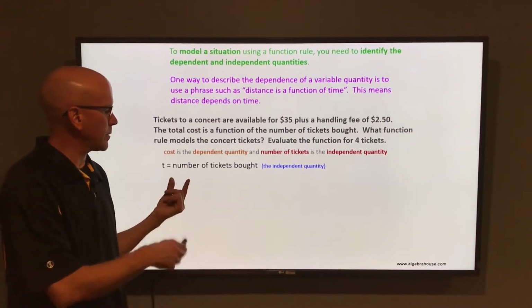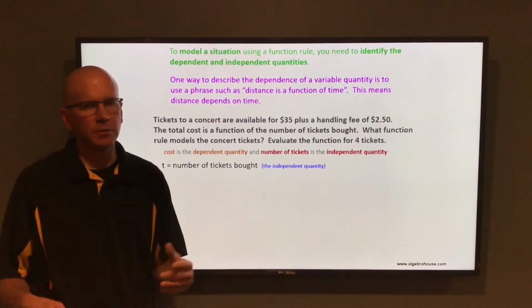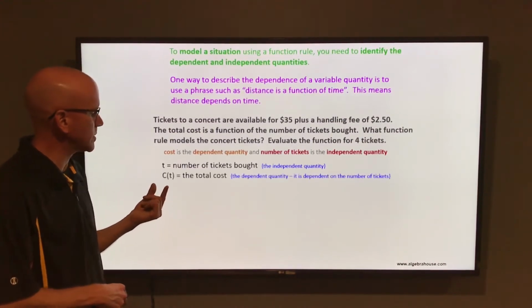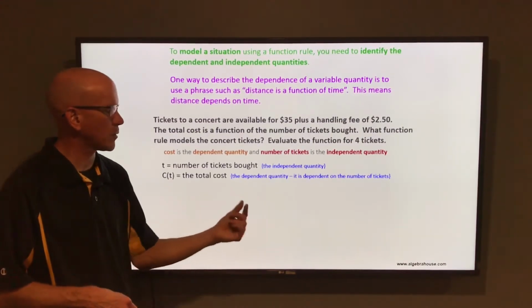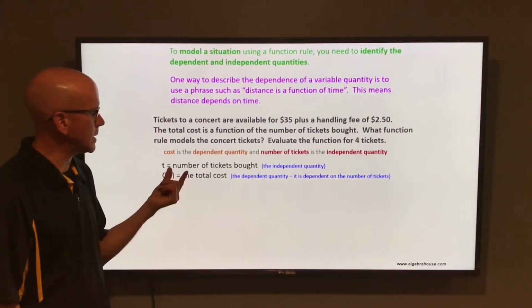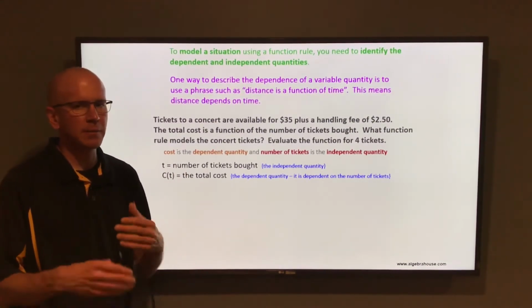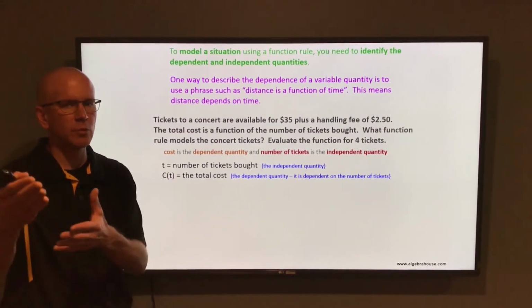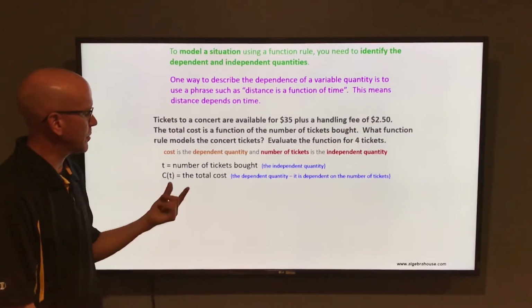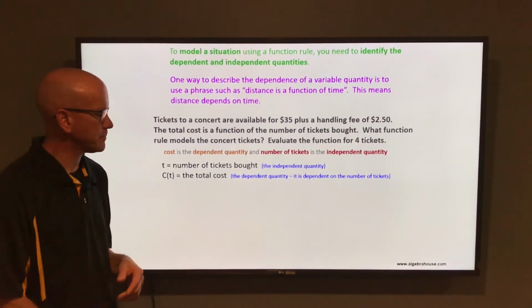For this particular one, I'm going to let t equal the number of tickets. You can use whatever variable you want. And then since we're talking about cost, C of t will be the total cost. So C of t is the dependent variable. t is the independent variable. Remember that the independent variable can be whatever you want it to be. You're buying the tickets, are you buying 1 or 500? But the cost is going to depend on that.